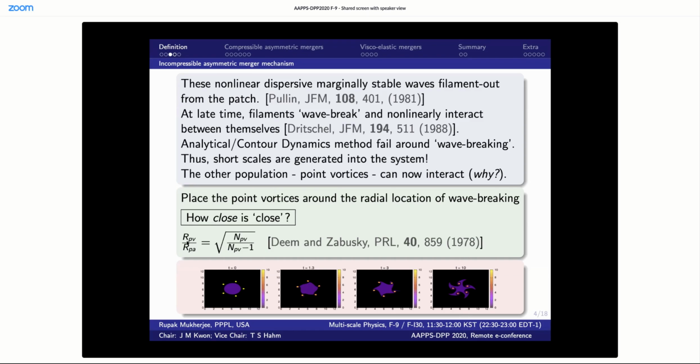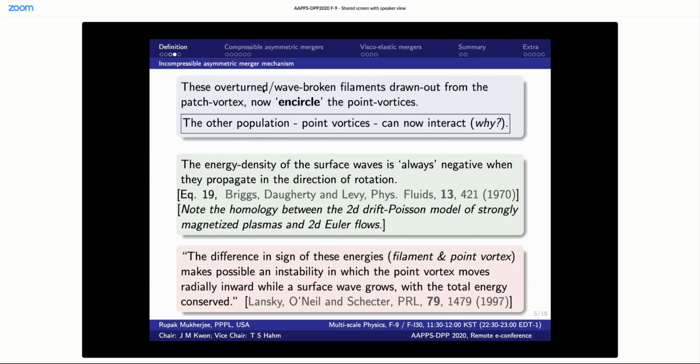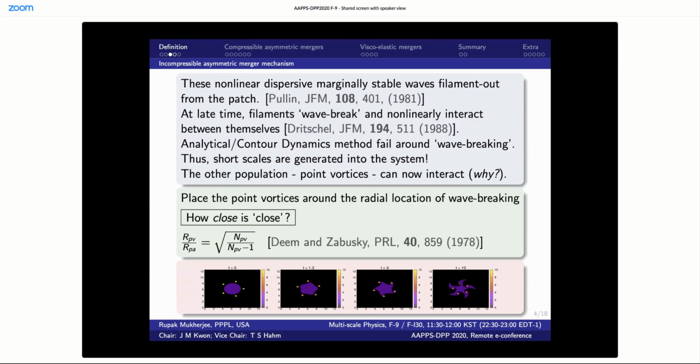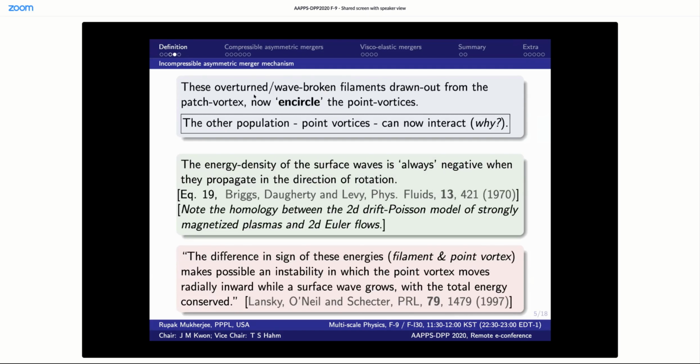There exists a formula: the radius of the point vortices divided by the radius of the patch vortex is less than or equal to the square root of (n_PV minus 1) over n_PV. So from here, this is how you know where to put your point vortices to excite these perturbations. Now, as I mentioned in the last slide, they overturn and sort of encircle these point vortices. These overturned or wave-broken filaments drawn out from the patch vortex now encircle the point vortices.